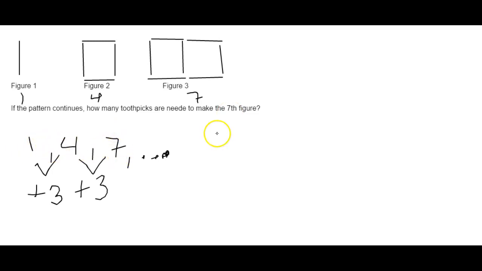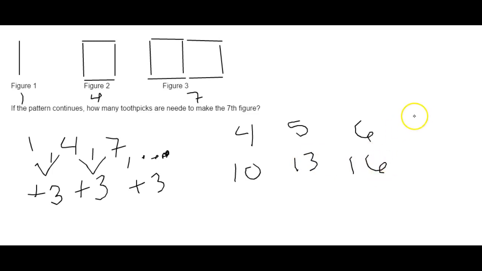We have 3 so far, so our 4th figure, we add 3 again. 7 plus 3 is 10. 5th figure, add 3 again, we get to 13. 6th figure, we add 3 again, we get to 16. And 7th figure, add 3 again, we get to 19. So we would need 19 toothpicks for the 7th figure.